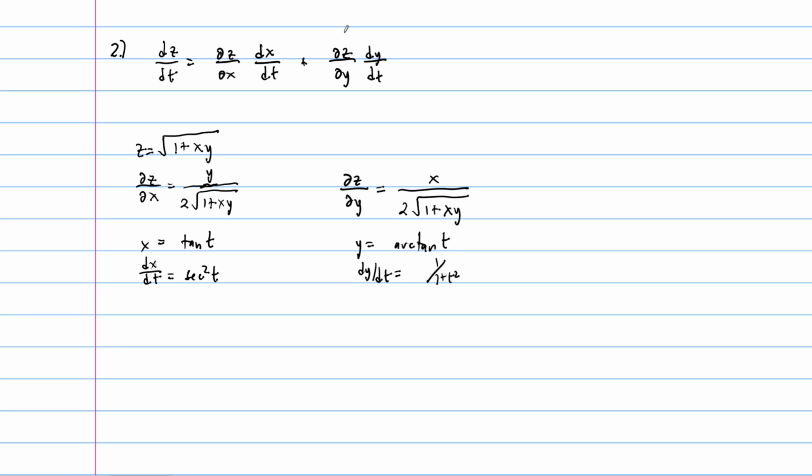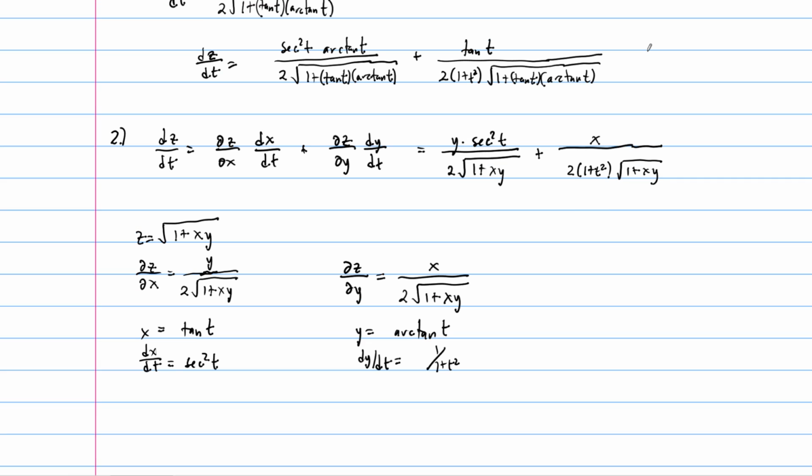All right? And at this point, we just multiply these together. We follow the rule for the chain rule, right? So the chain rule says this is going to be this term times the derivative of x with respect to t. So this one's going to be y times secant squared t over 2 square roots of 1 plus x times y, plus the next term, dz/dy, is going to be x over, so only x on top, right? x over 2 times 1 plus t squared, that shows up in the denominator, times our square root of 1 plus x times y.